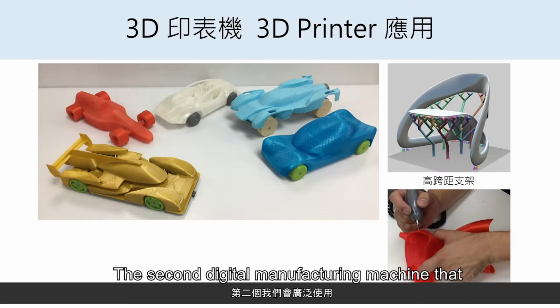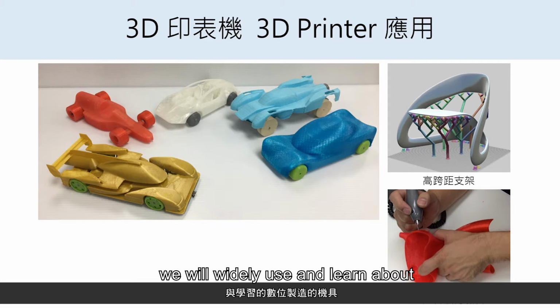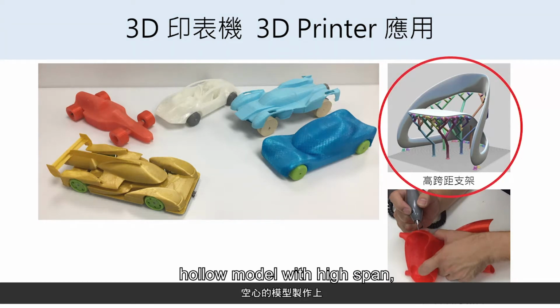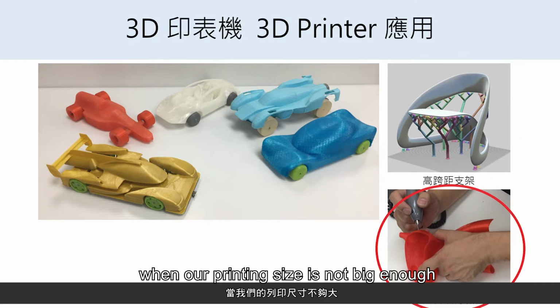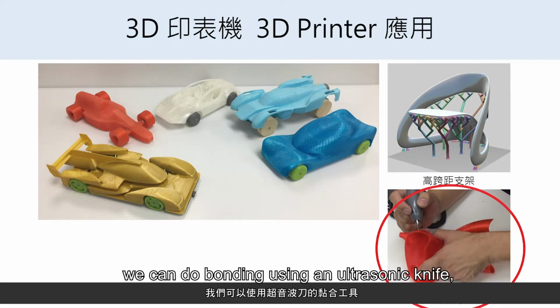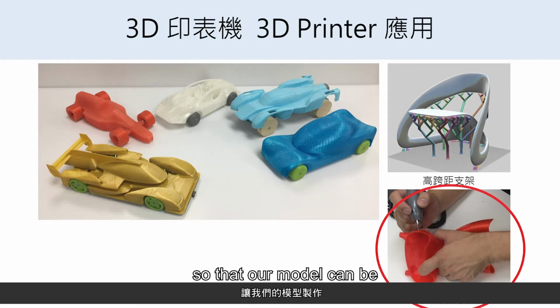The second digital manufacturing machine that we will widely use and learn about is the 3D printer. For the operation of this machine, we will learn the production of hollow models with high span, using simple supports to make our printing faster. The second production method is used when our printing size is not big enough and we need to make large-sized models. We can do bonding using an ultrasonic knife so that our model can be printed in sections and then assembled to make a large-sized model, such as the compressed air racing car.